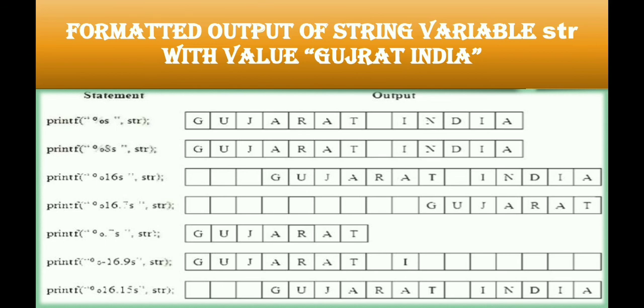And the last one we are providing is 16.15, meaning after the decimal point, how many characters we want to display, 15 characters. But in our string how many characters do we have, that is 13 only. So the characters that we want to display are more than your original string. So it will display all the characters that we have in our string, with right side justification. So this is the formatted output of a string variable.